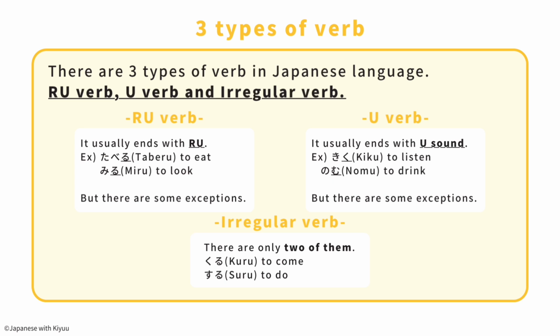Grammar point: verb conjugation. There are three types of verb in the Japanese language: る verb, う verb, and irregular verb. A る verb usually ends with る. For example, 食べる to eat, 見る to look, but there are some exceptions. A う verb usually ends with a U sound, for example, 聞く to listen, 飲む to drink, and there are also some exceptions. And irregular verbs, there are only two of them, 来る to come, する to do.